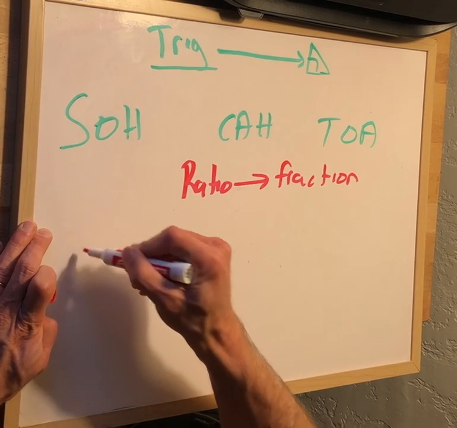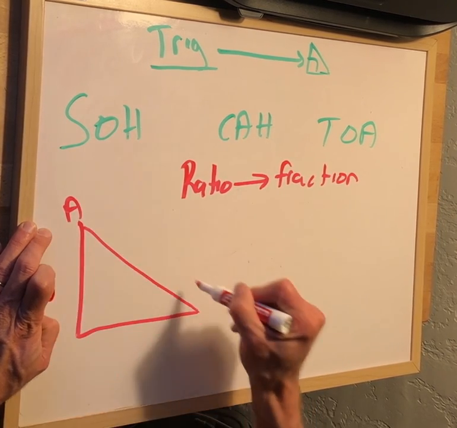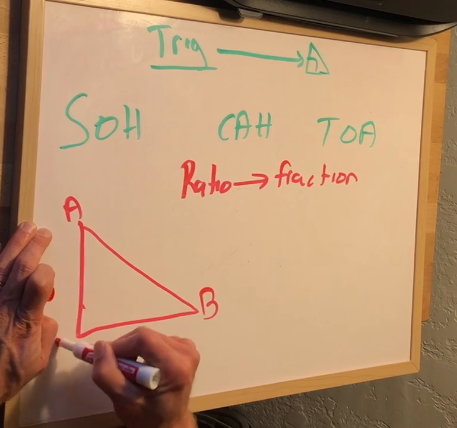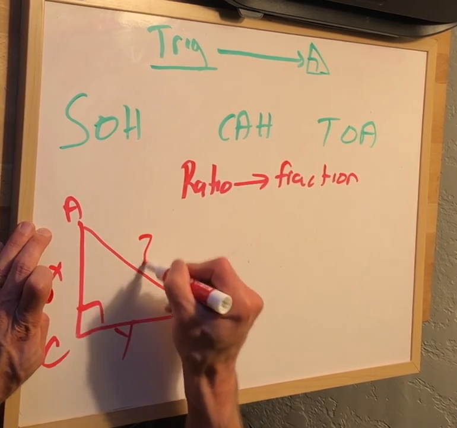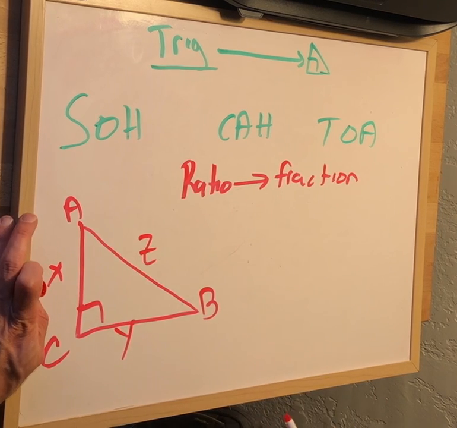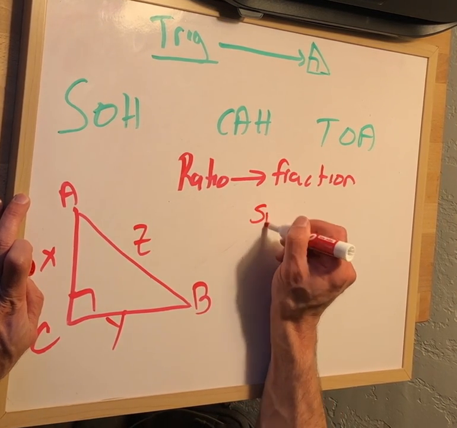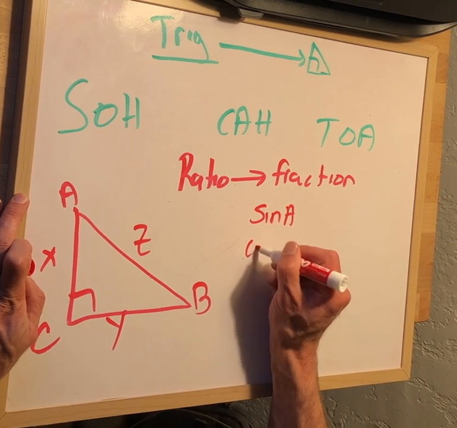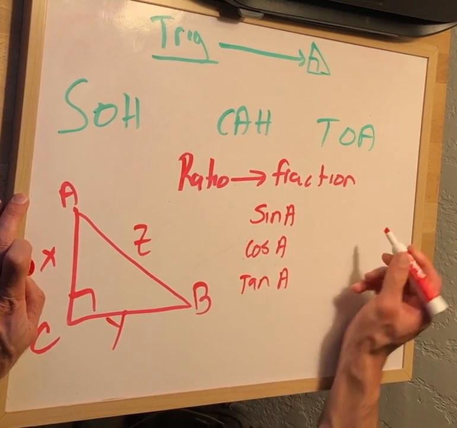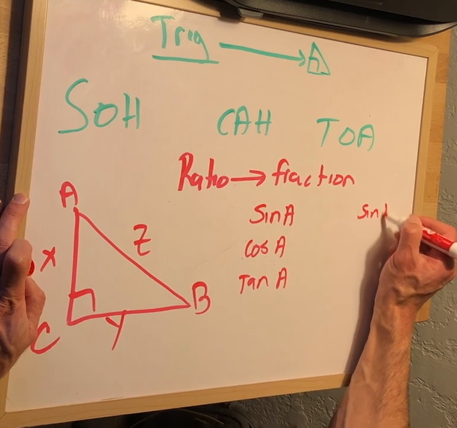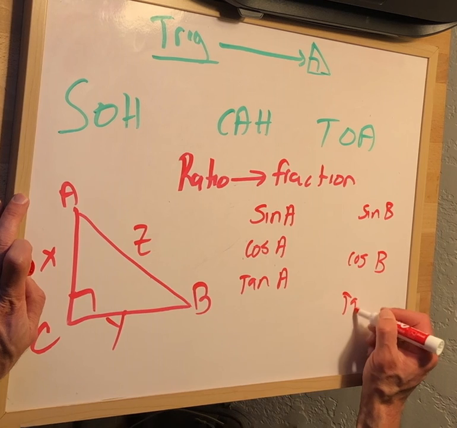And remember, you had some questions like this. Let's say this is A, this is B, and this is C. And let's say this is side X, this is side Y, and this is side Z. All right, so I asked you, for example, what is sine of A? What is cosine of A? What is tangent of A? And then I asked, what is sine of B? Cosine of B. Tangent of B.